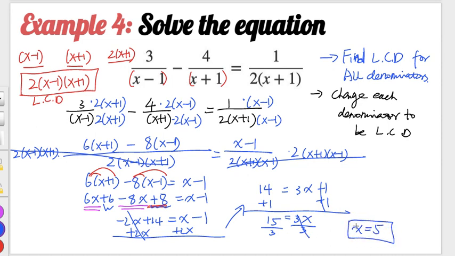Okay, see? It seems complicated, but it's not that hard. All we need to do is find the LCD and change each denominator accordingly. And then we just solve like a regular equation.